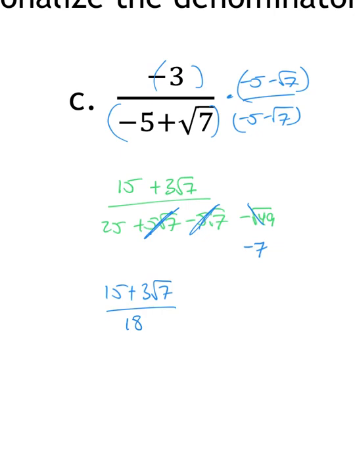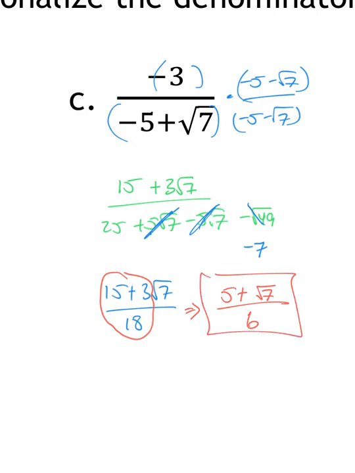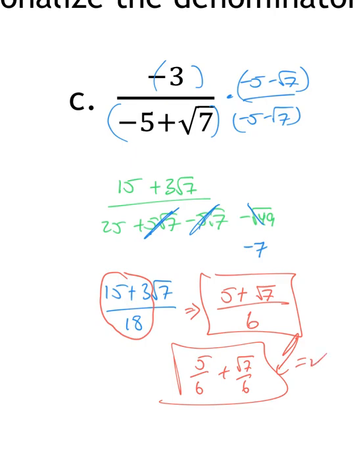Now, if I'm going to simplify, I'm going to look at the coefficients and the real numbers. I'm not looking at the radical. It's just tagging along. All of those are divisible by 3. So my final answer here is going to be 5 plus the square root of 7. That 3 cancels out. 18 divided by 3 is 6. And you can leave it like that, or once again, if you want to split it up, just so you see options, 5 over 6 plus the square root of 7 over 6. Those, once again, are the exact same.